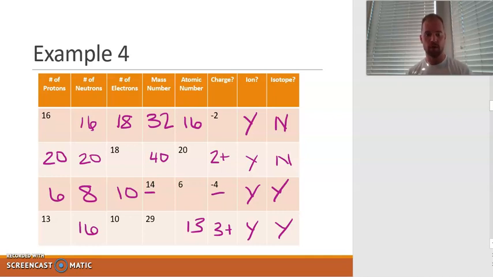On the fourth one, based on the information given, I know my atomic number is 13 because that's my number of protons. Number of neutrons is 16 because these two need to add up to be the given mass number here. Because I only have 10 electrons compared to my 13 protons, that means overall it's a +3 charge. Yes, it's an ion, and 29 differs from the periodic table, so yes, it is an isotope.